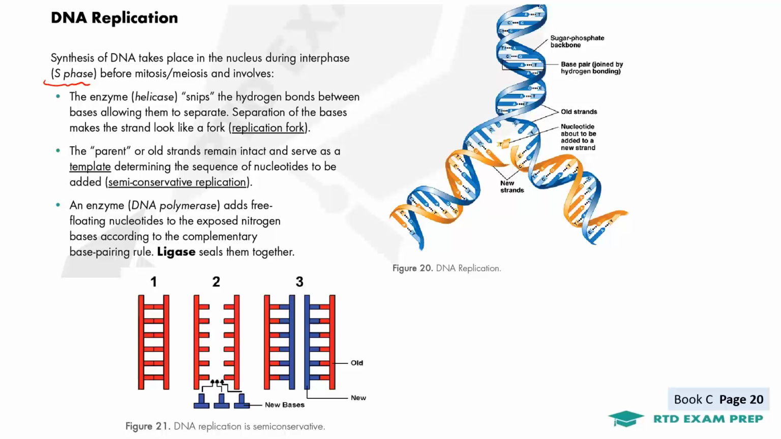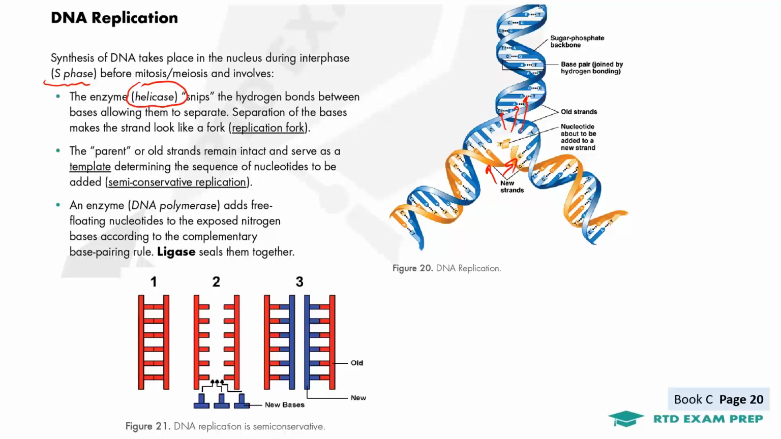I need us to understand three enzymes. Helicase. Helicase is going to break apart. If we look in between our ladder rungs, that's a hydrogen bond. Helicase is going to snip or break the hydrogen bonds between the bases. This allows them to separate. Notice separation here. And it's going to create what looks to be like a replication fork.